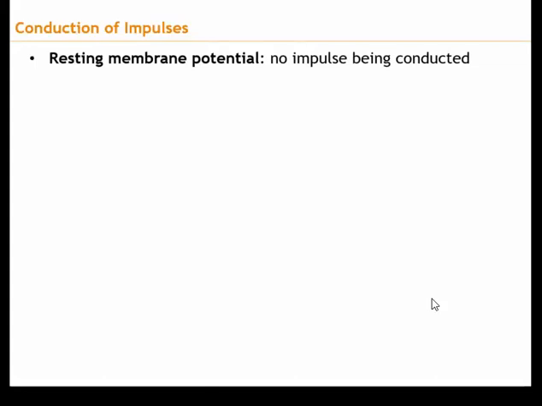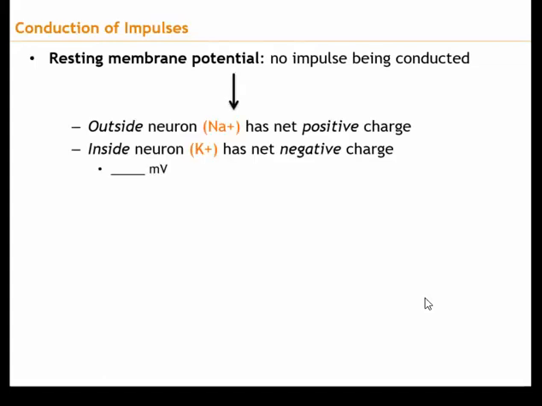All right, so resting membrane potential. No impulse is being conducted. We are at a rested state. So when the neuron is at rest, outside the neuron is mostly sodium, and that's going to have a positive charge. Inside the neuron is more potassium, and that's going to have a negative charge. Even though it says positive right here, it's talking about the overall ion concentration. It's going to be negative.